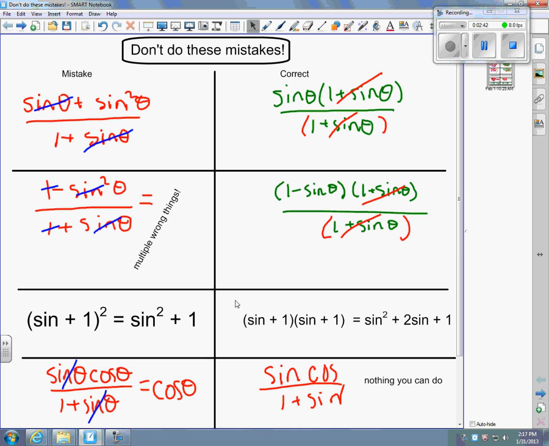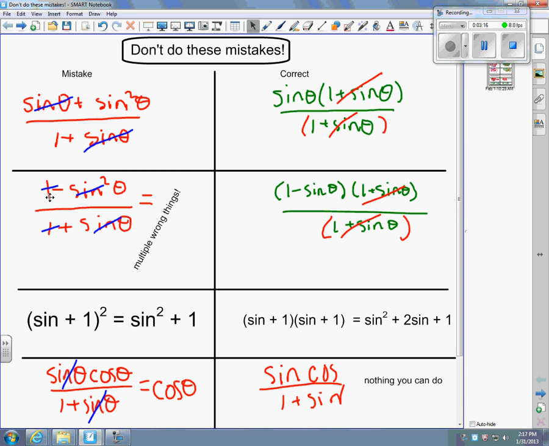These don't have an equal sign in them. They're not true identities. They're just expressions, but you have to start with the expressions before you can move on to the identities. Something like this, sine plus sine squared over 1 plus sine. You can't do that. What you can do is realize this has a GCF, pull the sine out, you're left with 1 plus sine, and those will cancel. It's just a basic math thing. It works the exact same with x's or y's or a's or b's. We're just inserting trig functions.